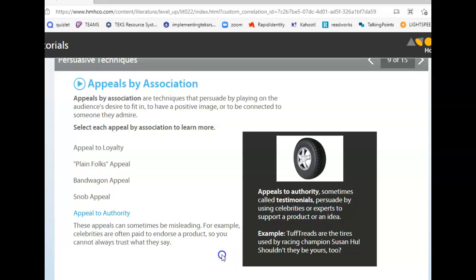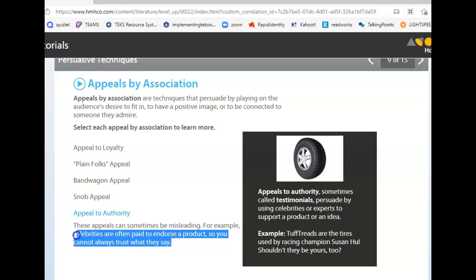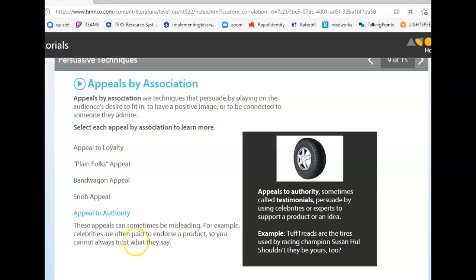You can't trust celebrity appeals because the person is, right here it says you cannot always trust, and the reason why: celebrities are often paid. You can't trust celebrity appeals because the person is paid to say they like or use a product. You'll notice on this one, what you had to search for was the reverse, the opposite of what was on the paper.